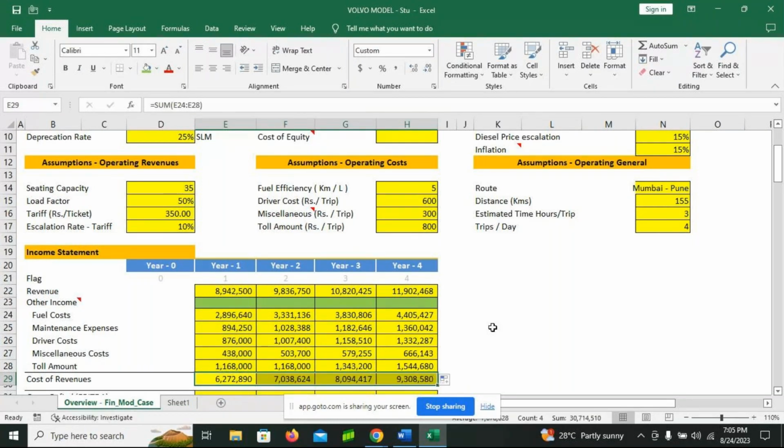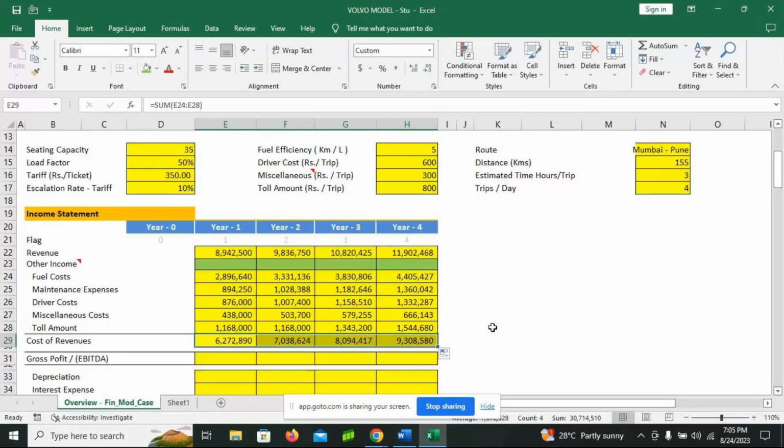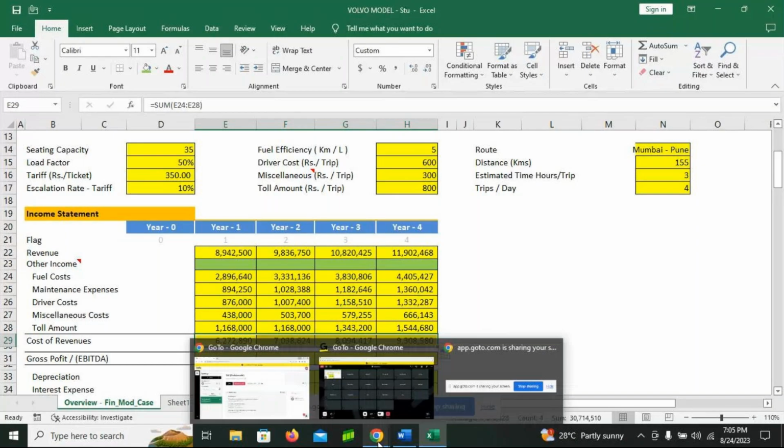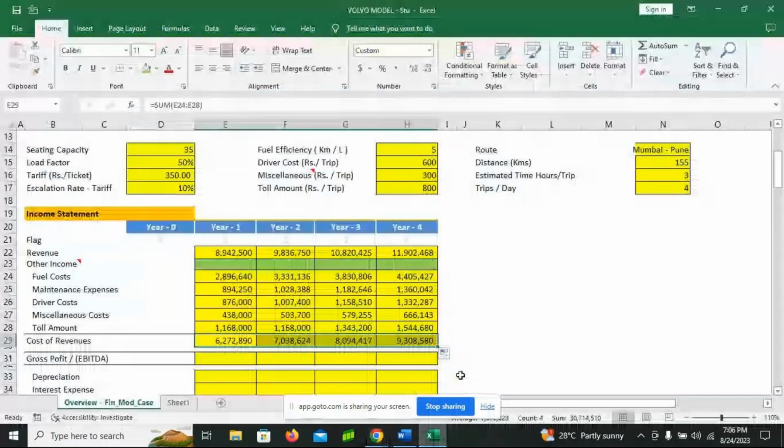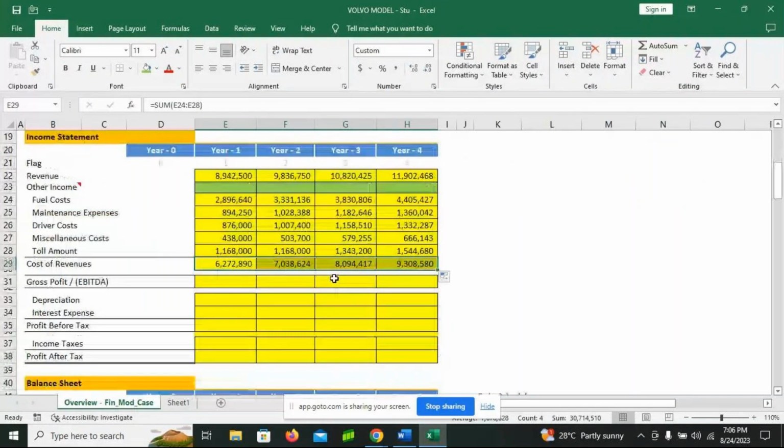So understood till here? Guys, are you able to hear my voice? So understood till here? Yes, ma'am. Let's complete the income statement and I will give you the time to solve this.